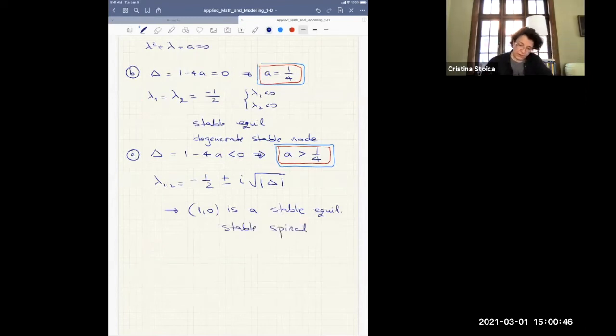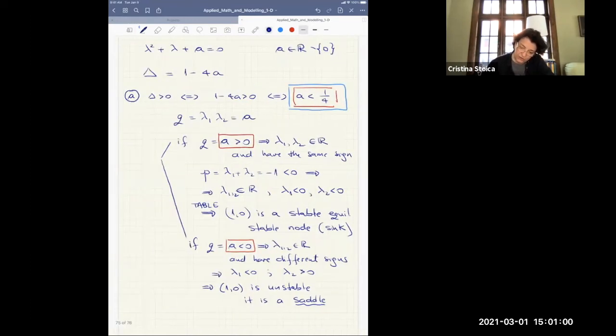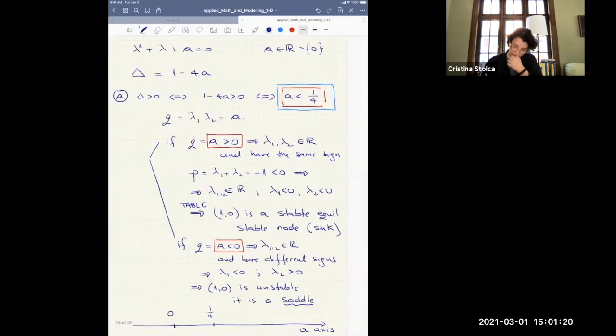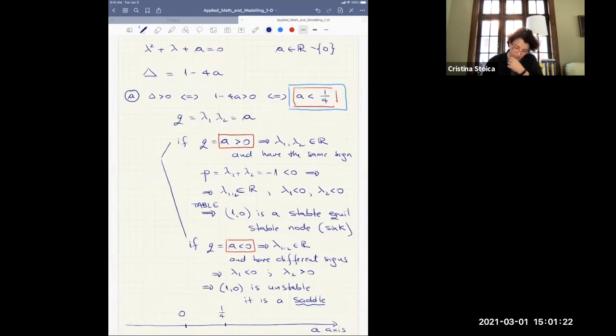Right. Okay. So in conclusion, now we have to conclude, right? In conclusion, I'm looking at these cases. I'm starting from minus infinity. If I'm looking at the a-axis, what are the points of interest? 1 over 4, and 0, right? And that's it. So we have one interval here, one interval here, and one interval here.